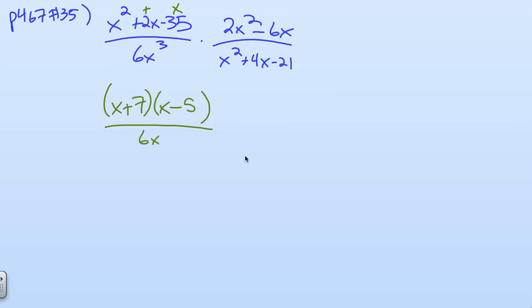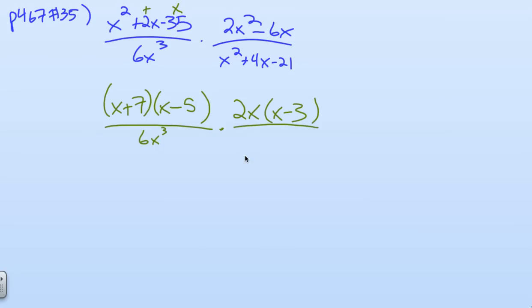6x cubed we can't factor. It's a monomial. It's one term. We can't factor single terms. 2x squared minus 6x. It kind of looks like a difference of squares, but there's no perfect squares, so that's a little weird. But always remember to check for greatest common factors. We can take out a greatest common factor of 2x. When we do that, we're left with x minus 3 in parentheses.